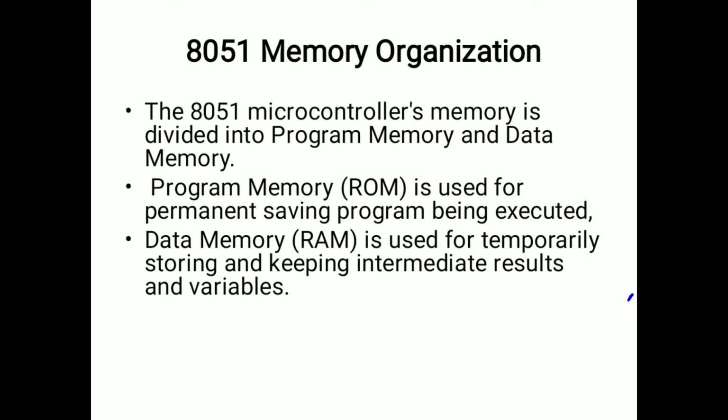So we have basically two memories, that is program memory and data memory. Program memory is called ROM and data memory is called RAM. ROM is used to store permanent data, it saves the program, and data memory is used for storing temporary or intermediate results or variables.